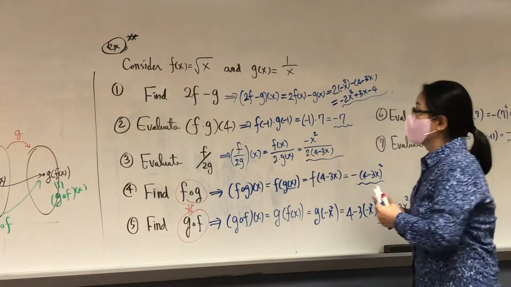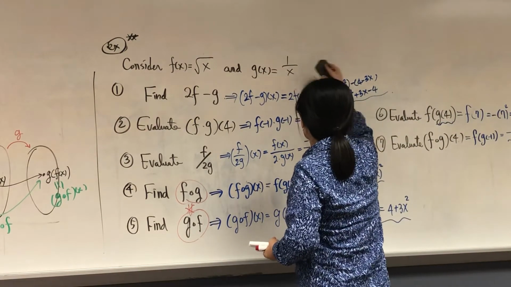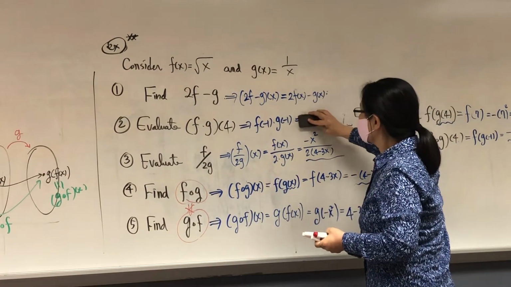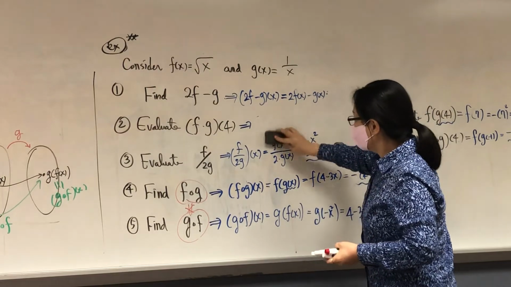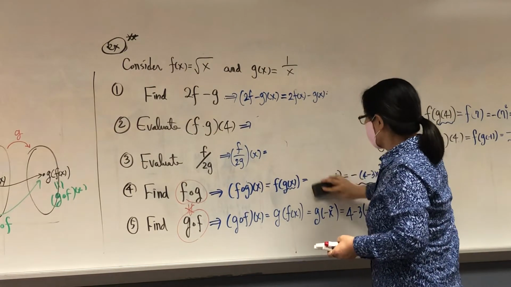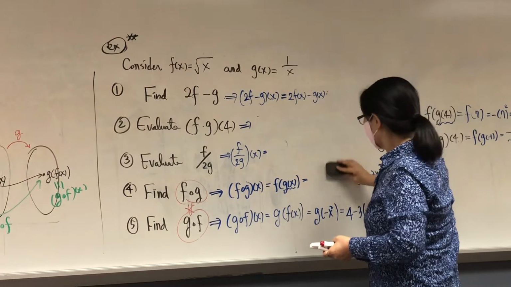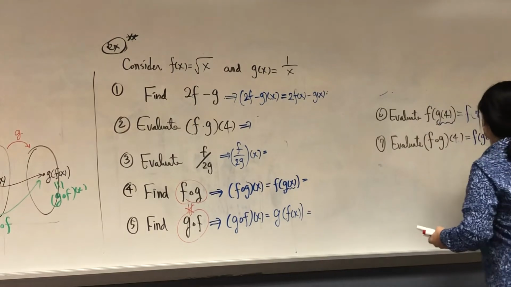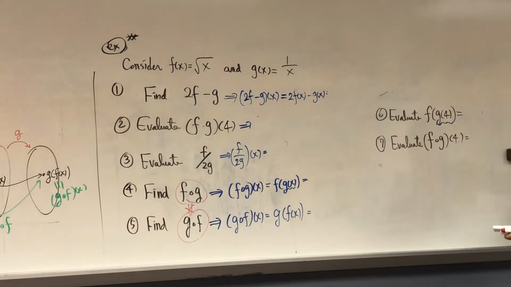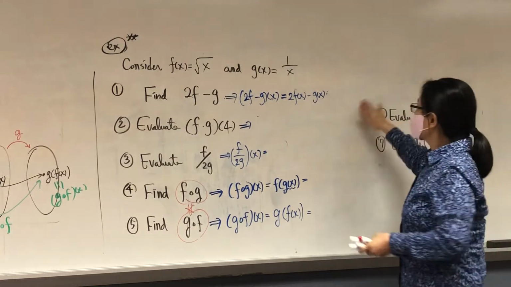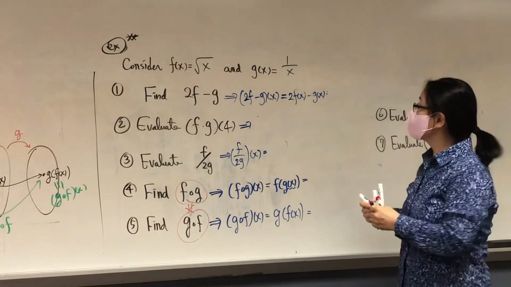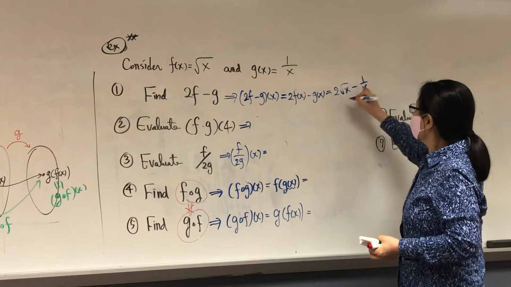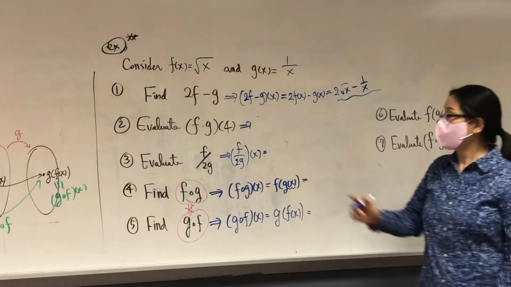Hold on. So until here it will be same, right? So I don't need to change anything here. Number 2, you changed to 4, right? Okay. Let's go. So, what is it? 2 square root x minus 1 over x. Yeah, that's your answer. Good.